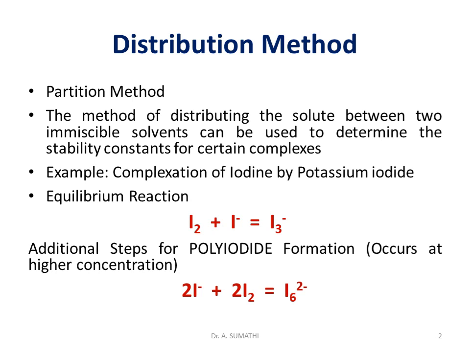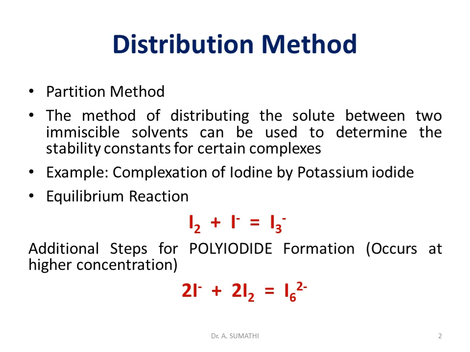This method is also called the partition method. Why is it called the partition method? The solute we are adding is distributing between the two solvents. So what is the nature of the solvents? The two solvents are immiscible in nature. Here I am going to discuss an example which involves complexation of iodine by potassium iodide. Now you can see the equilibrium reaction: iodine plus iodide gives you triiodide. I2 plus I minus gives you I3 minus. So this is the basic reaction.